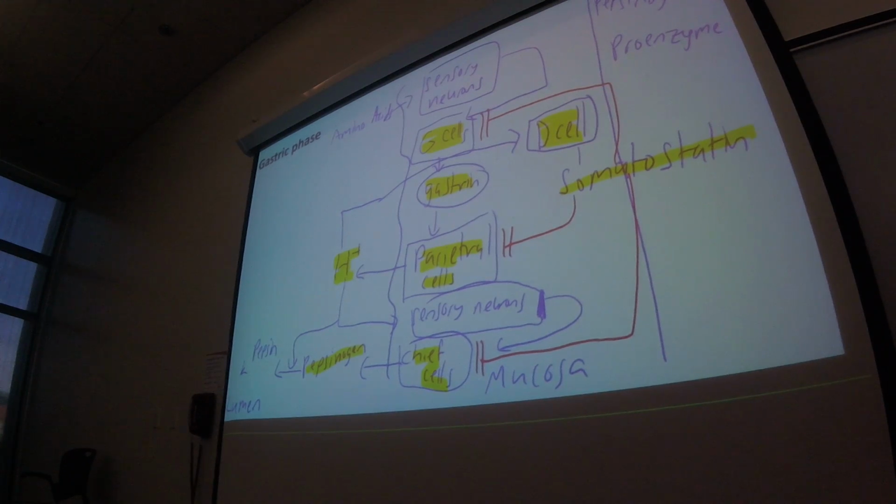And so the main players here are gastrin, hydrogen ion, and somatostatin, and pepsinogen. So if you can remember how these four things work, it'll be a little easier to balance this all out.